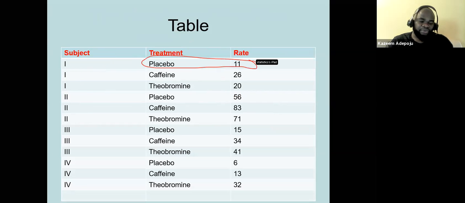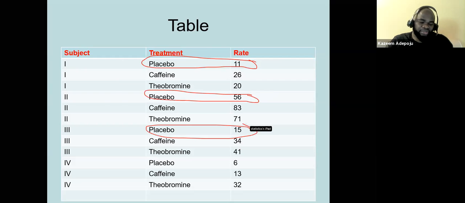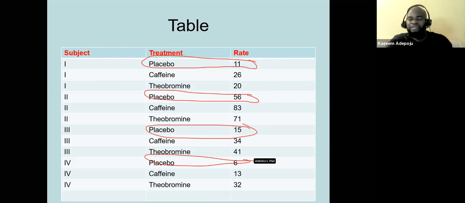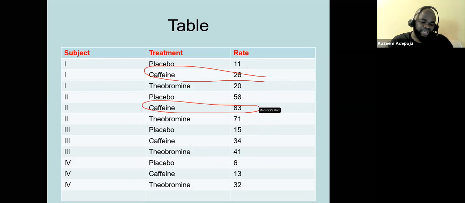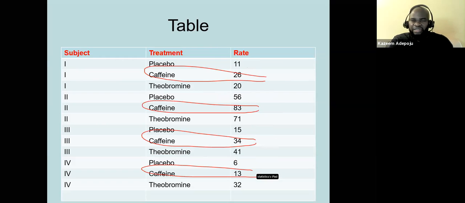This is for placebo. I'm going to extract out all the placebo. Take a look at that. If I want to get the mean for placebo, I'm actually going to add 11 to 56 to 15 to 6 and divide it by 4. And that will give me the mean associated with placebo. If I want to get the mean associated with the caffeine, take a look at what I'm going to do. I'm going to figure out all the caffeine, add their values together and divide by 4.